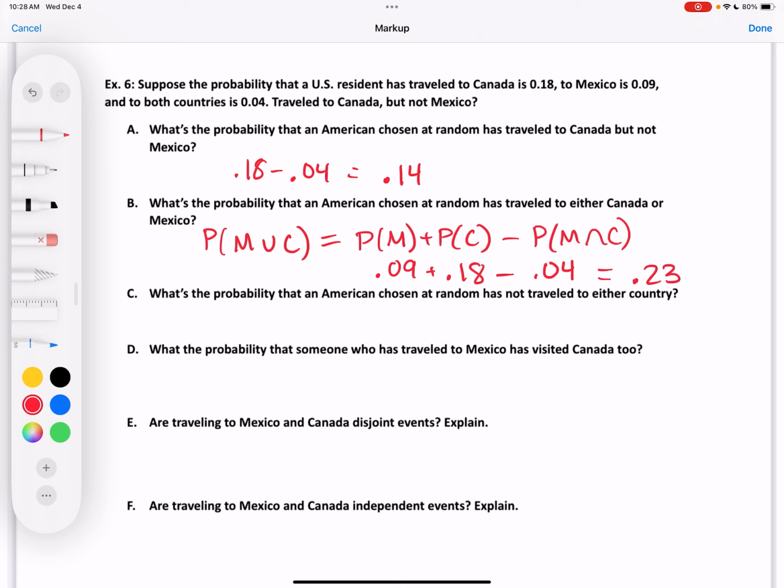Now, I'm doing it this way this time because I did not draw a Venn diagram. We could have drawn a Venn diagram and done all of that, but I just wanted us to be able to just do it mathematically without having to draw it this time.